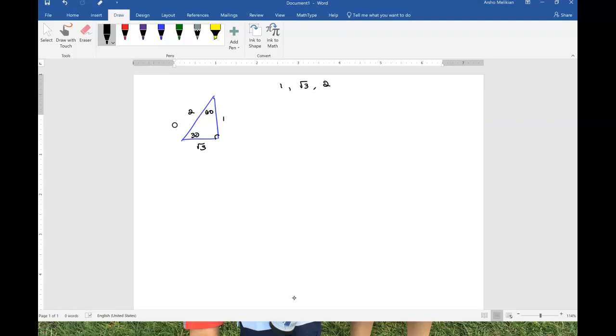Or if your triangle looks like this, this is the 60 degree and the 30 degree. So now, where does the 1 go? On the vertical or the horizontal side? Horizontal. And then what goes on the vertical side? Root 3. And so this will be a 2. So it can be in that orientation.